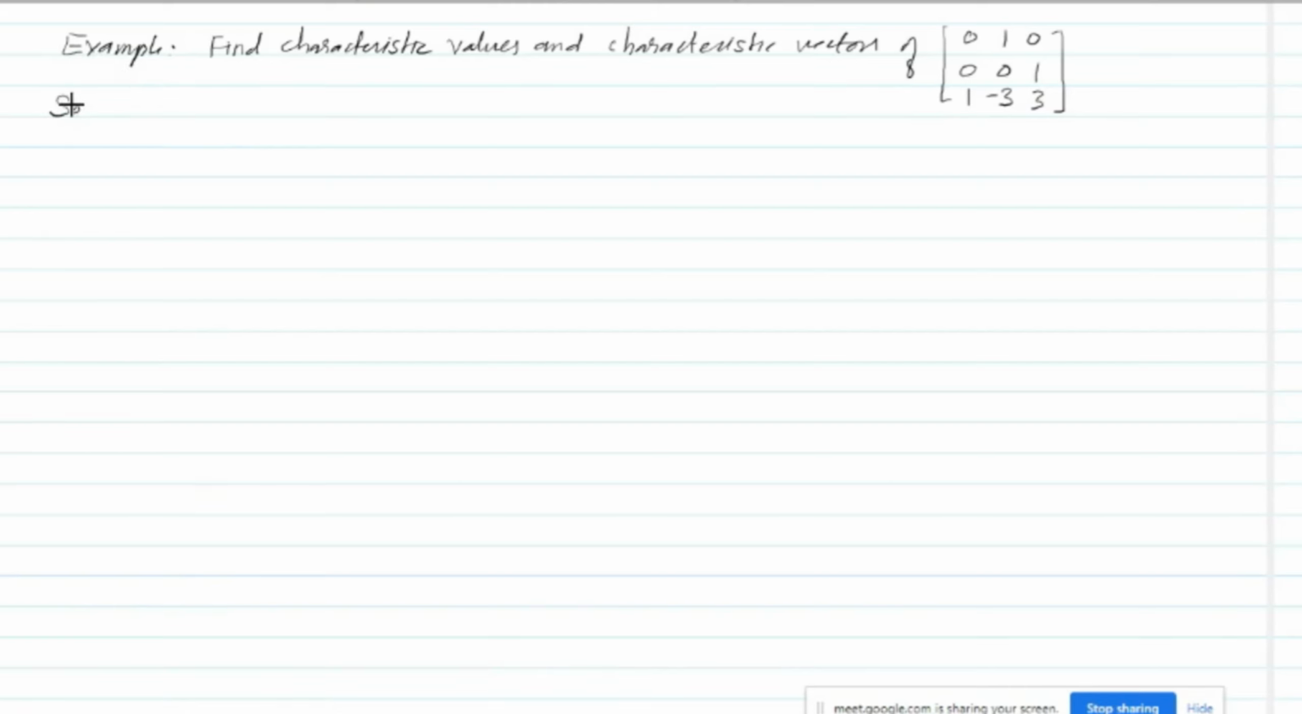Let us see how to find. Solution. Let your matrix A be (0, 1, 0), (0, 0, 1), (1, minus 3, 3). First of all, we have to find the determinant of the matrix A.